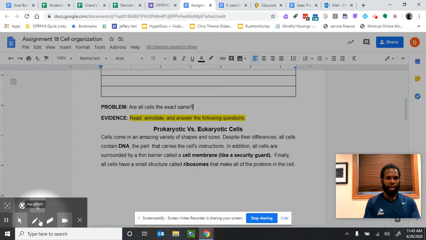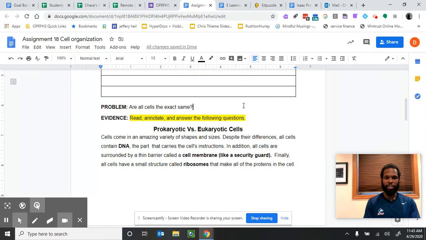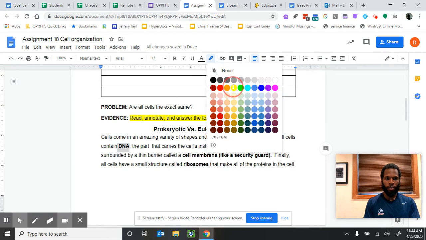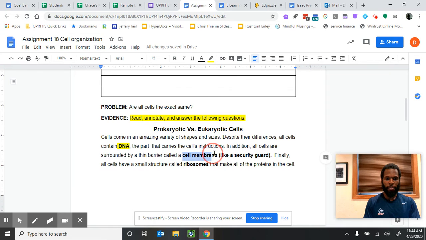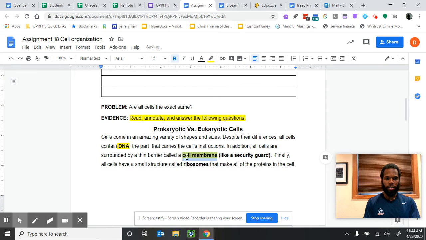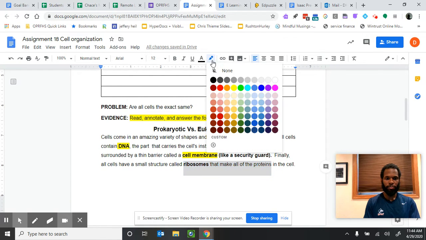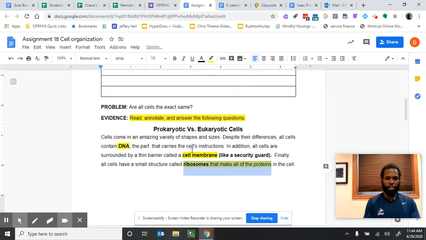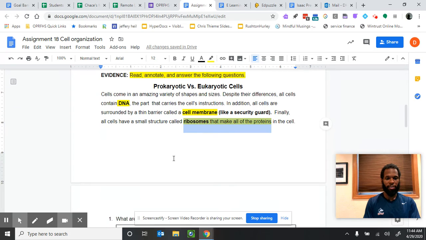So let's go back and highlight a few things here. So we said all cells contain DNA. All cells have a cell membrane, which is like a security guard. And all cells have ribosomes that make proteins. So all cells have those three parts, even though there's different cells. Like your bones are different cells, and your heart and your eyes, versus a bacteria is a different cell, but they all have those three things.